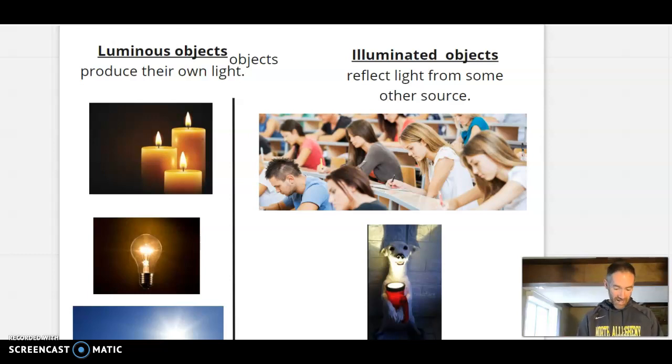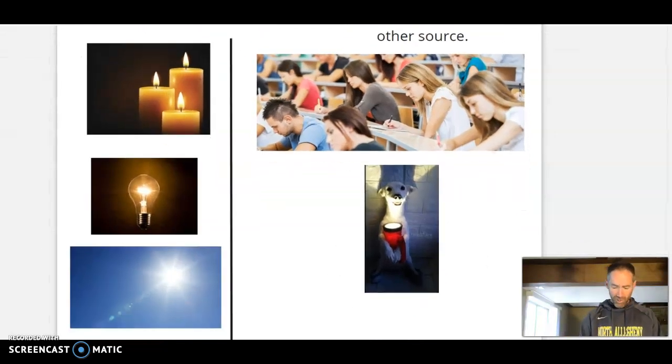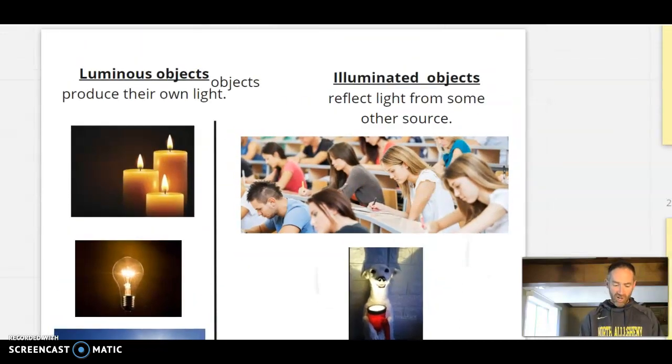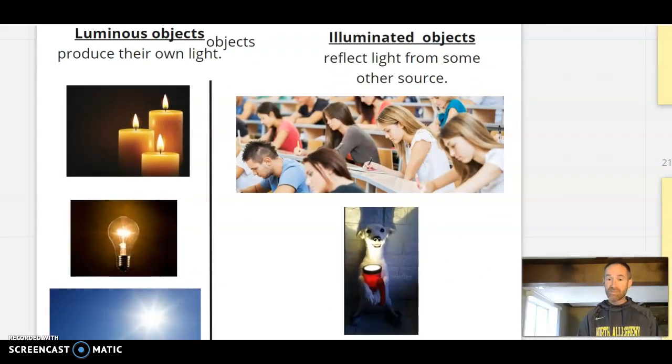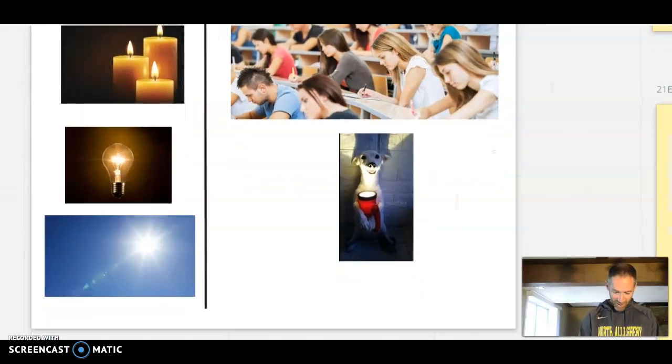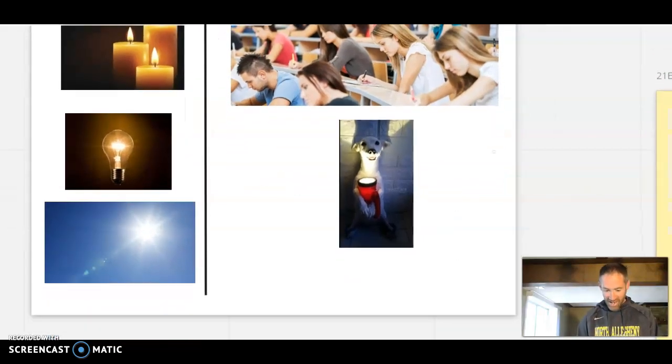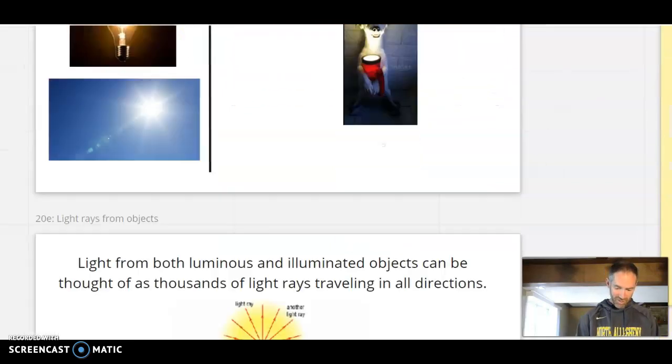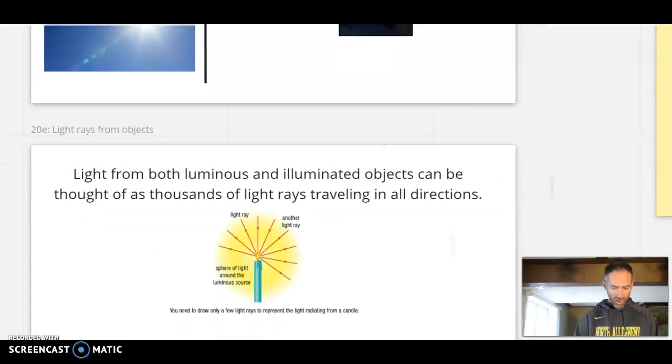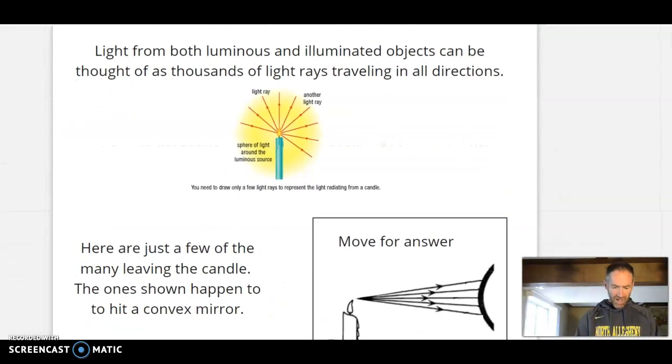Illuminated objects. Things like candles, light bulbs, and the sun are luminous objects, versus things like people, or this nifty dog holding the flashlight that I found, which are illuminated. Those, you turn the lights off, you're not going to see these people, you're not going to see this dog. You turn the lights off, you're still going to see those luminous objects. Regardless of whether it's illuminated or luminous on its own, it's going to send out tons of light rays.